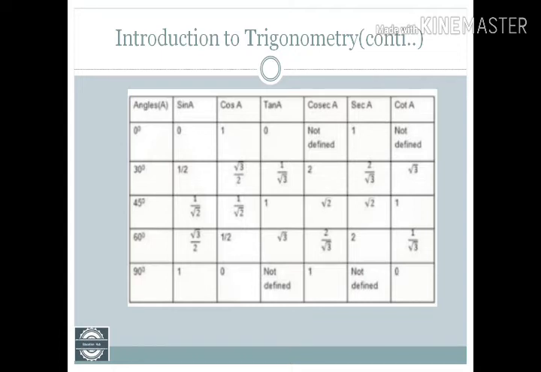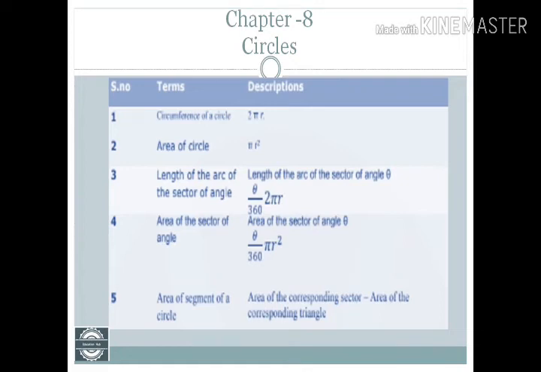So the next chapter is our circle. For that, the circumference of the circle is 2 pi r, area pi r square, length of the arc of the sector of an angle theta is 2 pi r into theta by 360. Area of sector is theta by 360 pi r square. And area of segment of the circle is area of the corresponding sector minus area of the corresponding triangle. That much you can get from your circle.